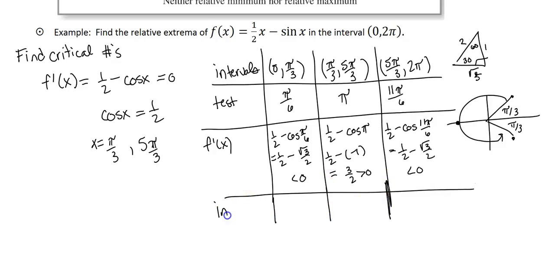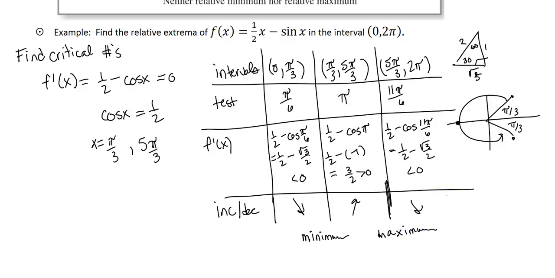So we want to talk about where it's increasing and decreasing. So here we'd be decreasing, here would be increasing, and here we'd be decreasing again. So you can see when you go from decreasing to increasing that this forms a minimum. And when we go from increasing to decreasing that this forms a maximum.